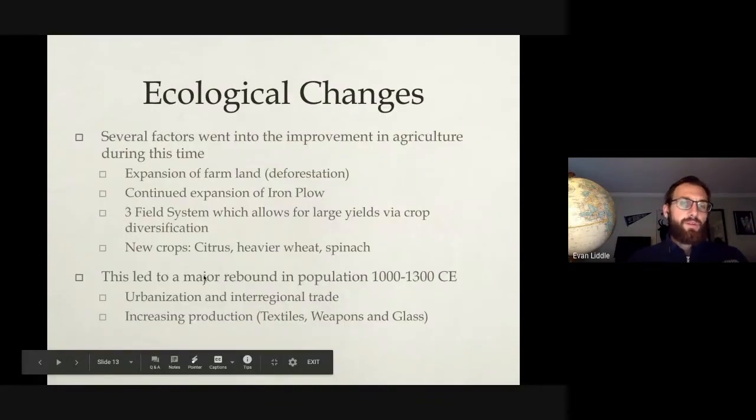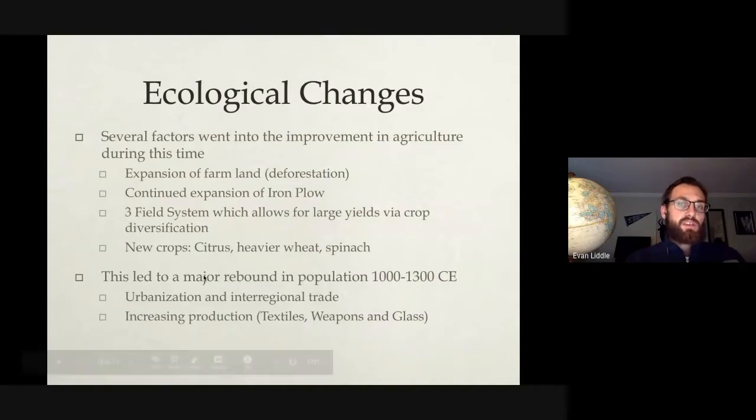So let's really quick talk about these ecological changes. So several factors went into the increase in agriculture during this time. For example, Europe had been predominantly forest for a very long time. You may be aware that a lot of fairy tales that have their origins in Europe usually involve a forest. That is because for a very long time, Europe was predominantly forest.